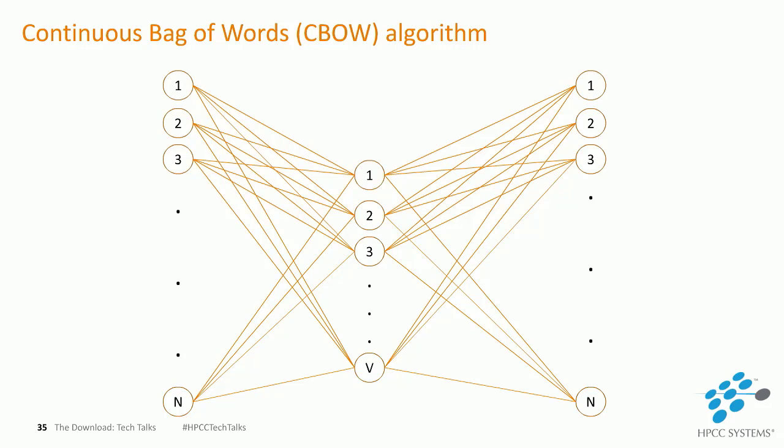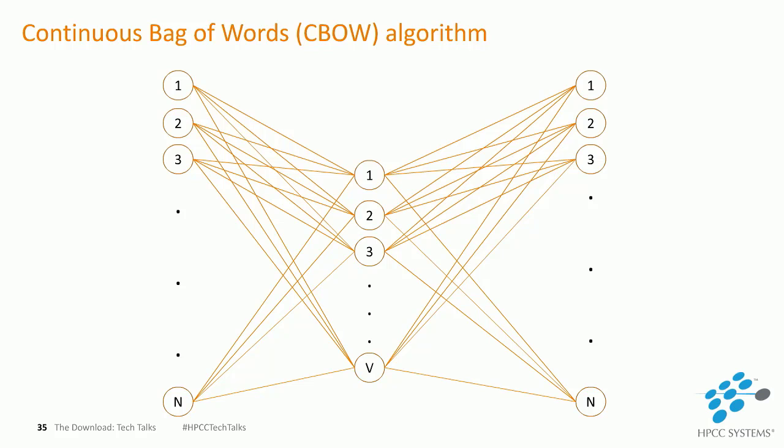Now the input and output layers each have as many neurons as there are words in the vocabulary, 1 through n, while the hidden layer has as many neurons as the dimensionality of the desired vectors, v. You can see that this creates quite a large network. A 100,000 word vocabulary with 100 dimensional vectors requires a network with 20 million weights that need to be adjusted during training. Special optimizations are necessary in order to train such a network in a reasonable time frame.